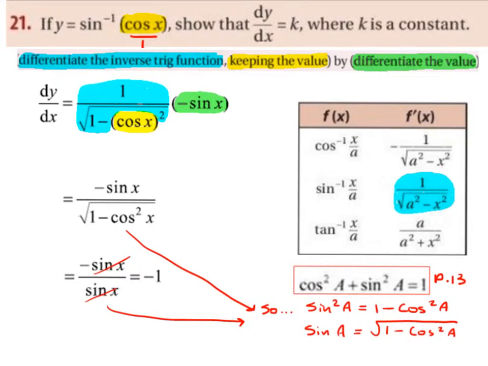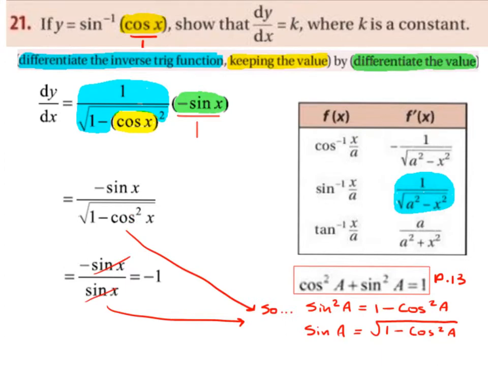Then we multiply. So minus sine x can be written as minus sine x over 1. So top by top, bottom by bottom. 1 times minus sine x is minus sine x. And root 1 minus cos x to be squared, multiplied by 1, is root 1 minus cos squared x. So we have dy/dx equals minus sine x over root 1 minus cos squared x.